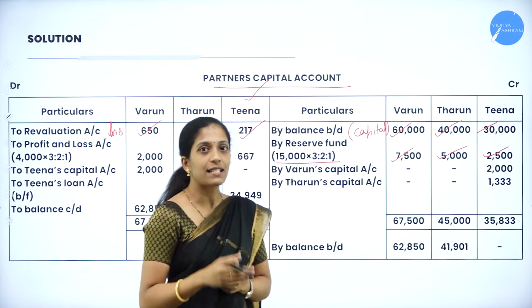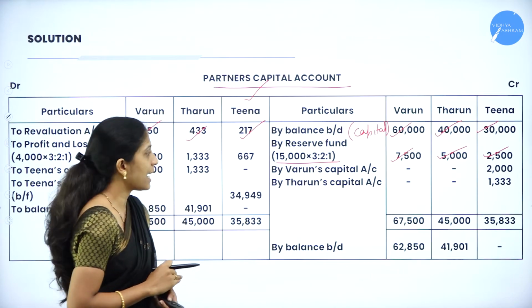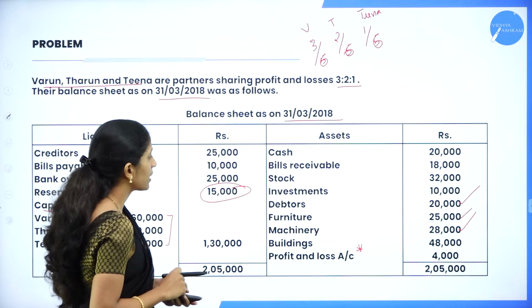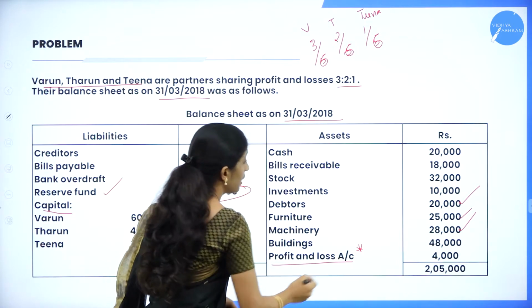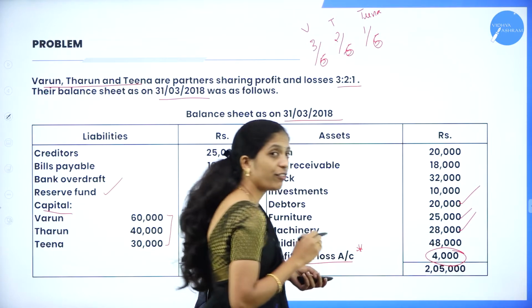Next, coming to the asset side of the balance sheet, I had identified profit and loss account as an asset. Right? If you go through the balance sheet here, yes, we have profit and loss account. We have to distribute this 4,000 in the same way as that of reserve.